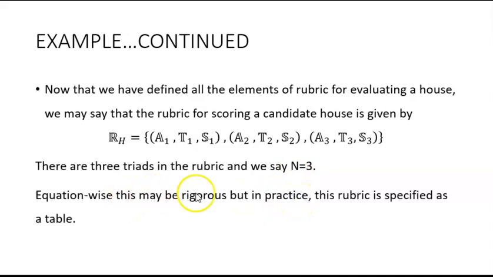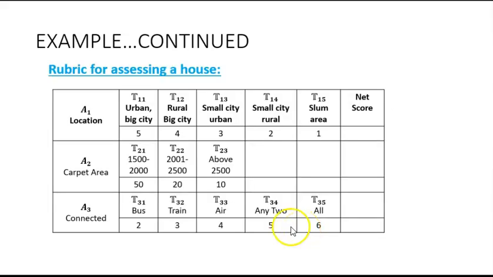Equation wise, this may be a rigorous one in practice. But this rubric generally is specified as a table. If you write it this way, people will make ugly faces and may even venture on to say things that are unspeakable. They don't like these. So this is generally specified as a table. We will show the table here.